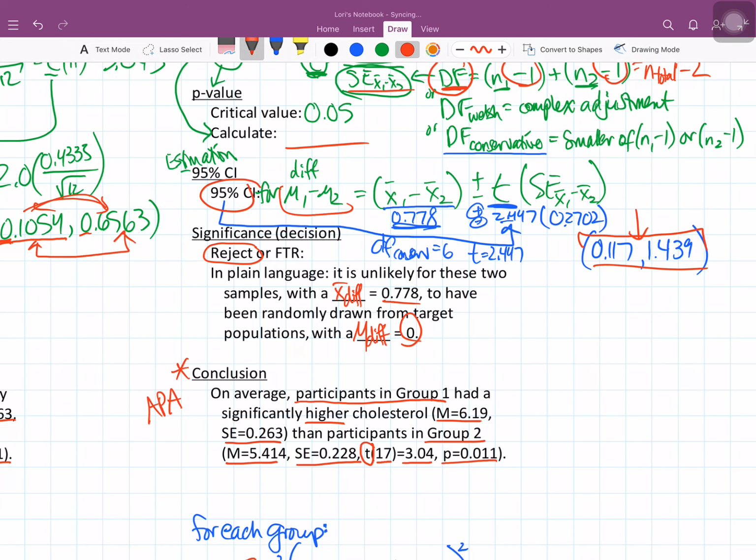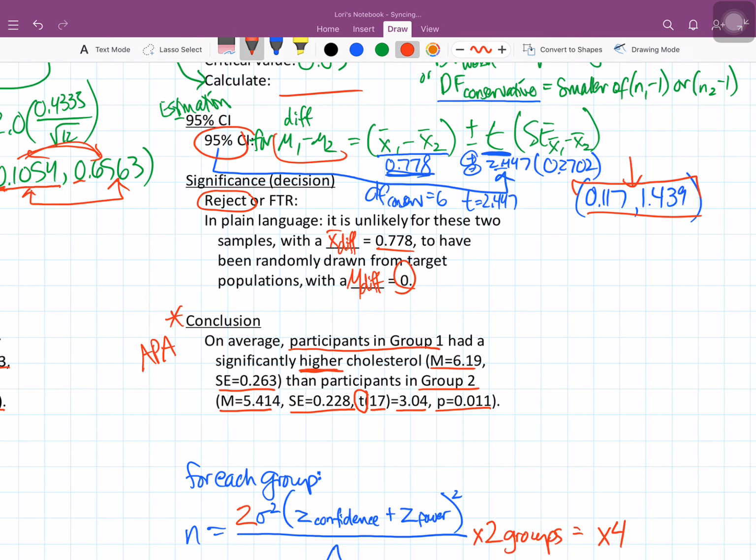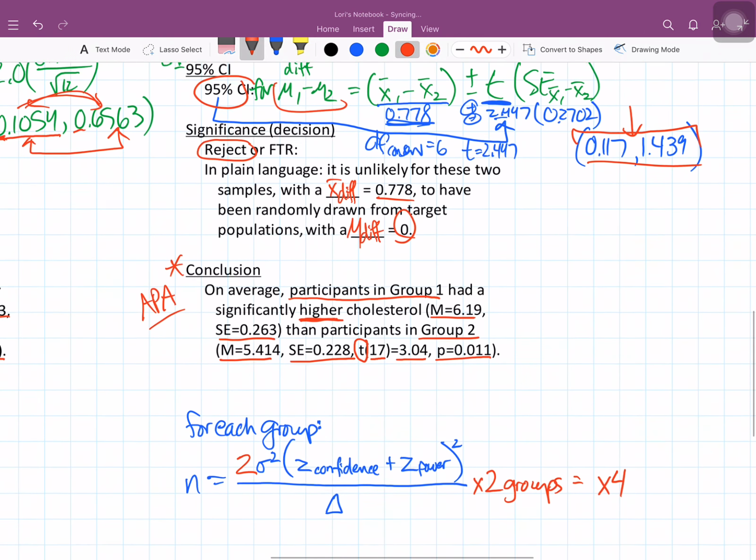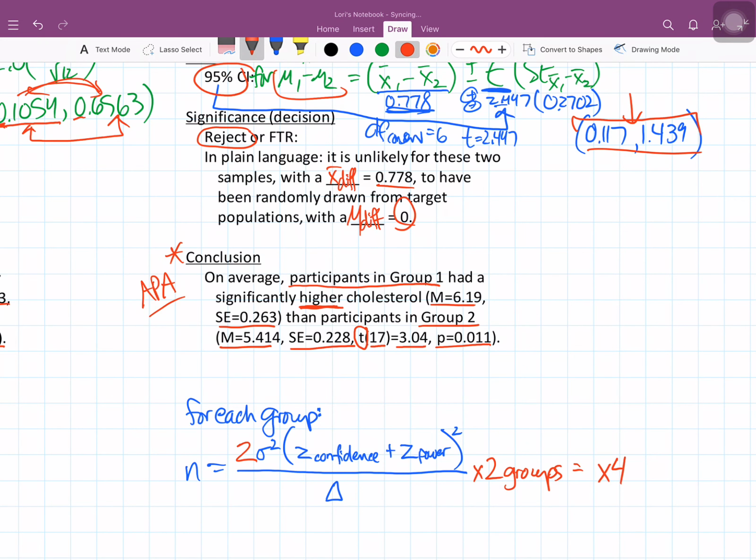This might be that the two groups were not significantly different. It could be that this would say had a lower cholesterol if we just wrote it in reverse. So this conclusion can be written all different kinds of ways, but those are the general parts that people are looking for in a specific way.